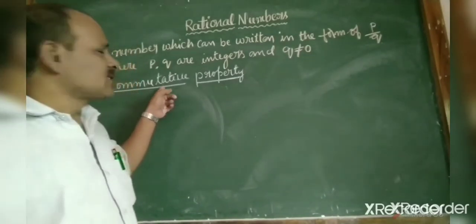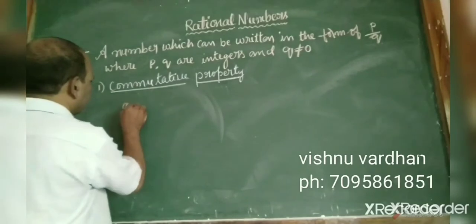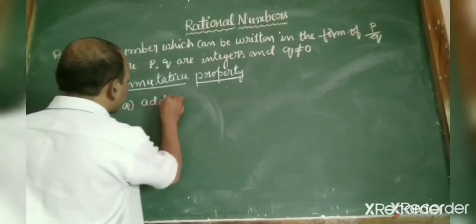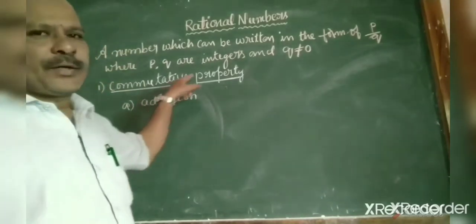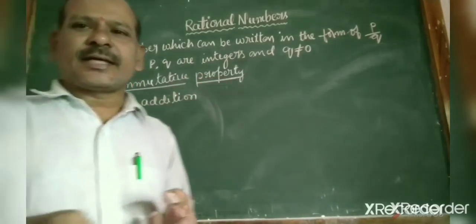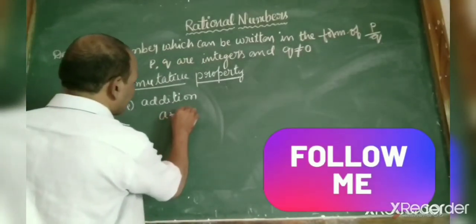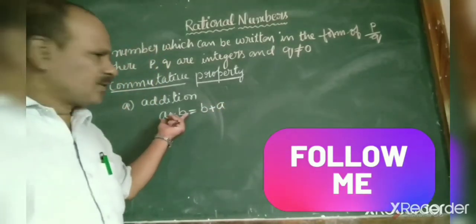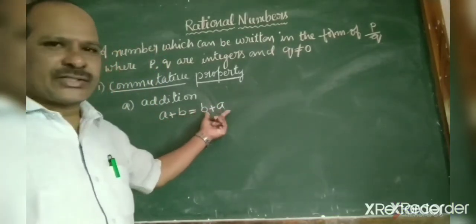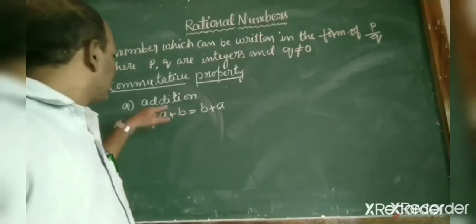Let us discuss about commutative property. First, I am doing addition. Commutative property means if I take any two numbers, addition, say A plus B is equal to B plus A. A plus B, I am reversing and doing addition. Then also I will get the same result. Then we can say rational numbers are commutative under addition.